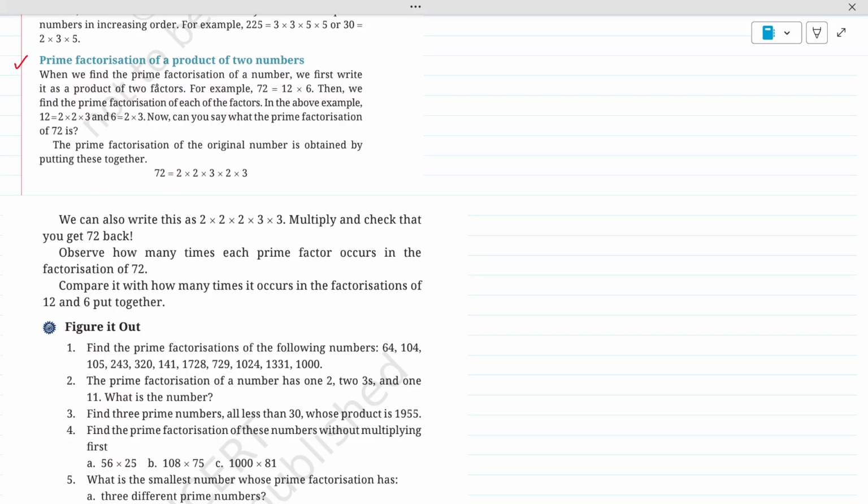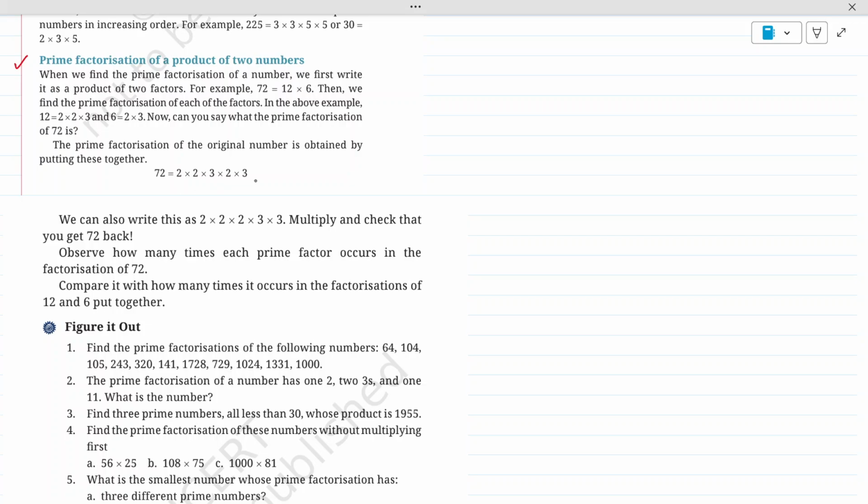So what is given here is, when we find the prime factorization of a number, we must write it as a product of two factors. Example, 72 is written as 12 and 6, and then we find the prime factorization of each of these factors, that is 12 and 6. And now you can say what the prime factorization of 72 is. So what they are saying is, we can break it into large factors and then we can drill it down to the lower factors. We can also write this as 2 into 2 into 3 into 3.